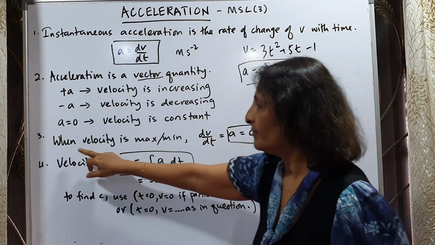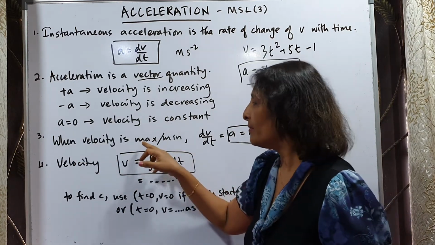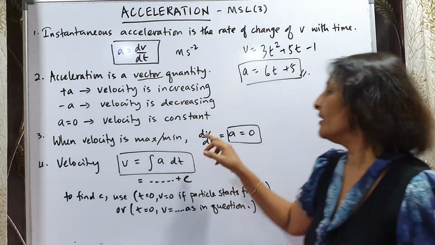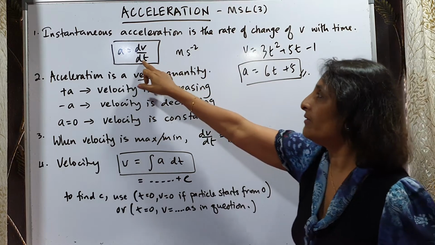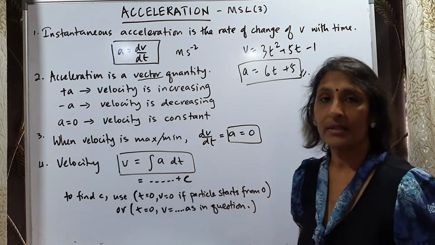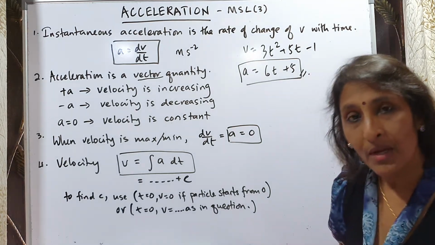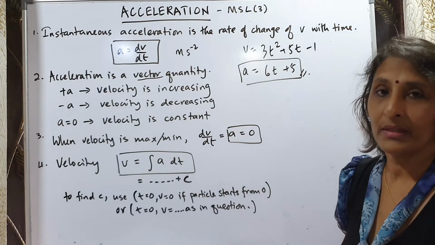Number 3. When the velocity is maximum or minimum, remember maximum point, minimum point, dv dt is equal to 0. And we know that dv dt is equal to a, therefore a equals 0. So next time in the question, if you see the magic words maximum or minimum, then you use a equals 0 and you can solve your question.